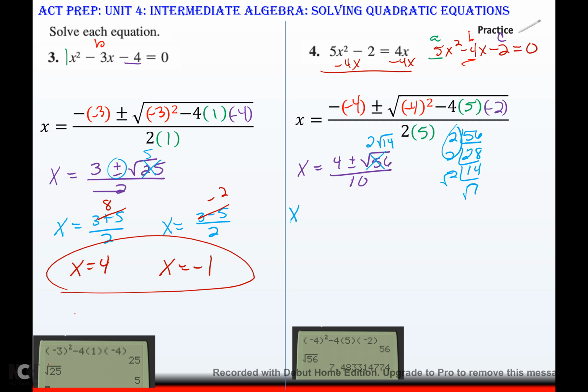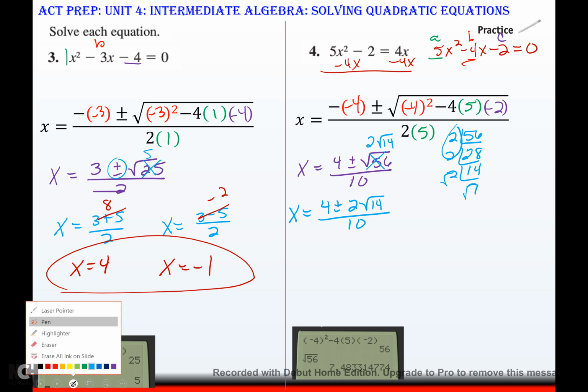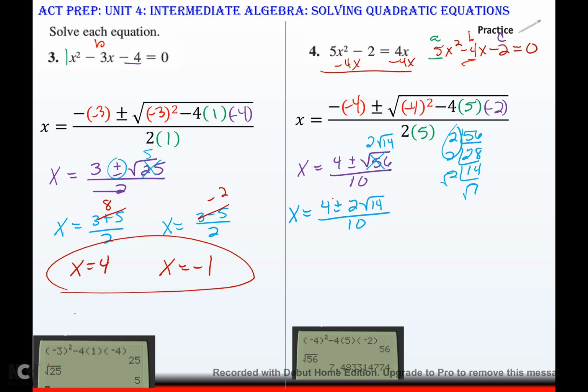Which means in radical form, my solutions are 4 plus or minus 2 square roots of 14 all over 10, which I can reduce by 2. 2 goes into 4 twice, 2 goes into 2 once, 2 goes into 10 5. So in radical form, my answers are x equals 2 plus or minus the square root of 14 all over 5. And that would be in radical form.